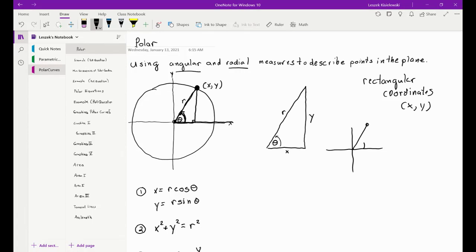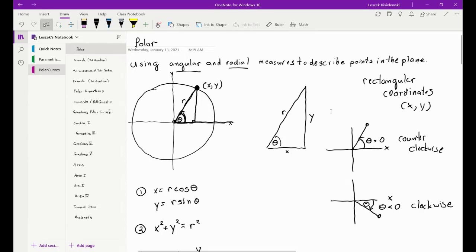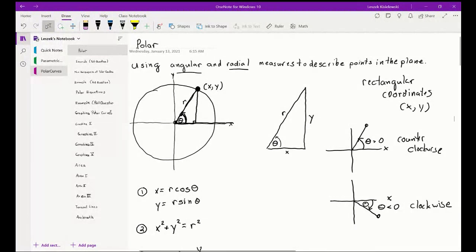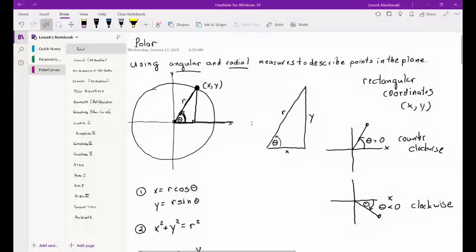The angle is considered positive if we have to go counterclockwise from the positive x-axis. If, however, we decide to start at the x-axis and go clockwise, that angle is considered negative. So that's the clockwise direction. Okay, so our angle measure can be both positive or negative, depending on whether we're going counterclockwise or clockwise.